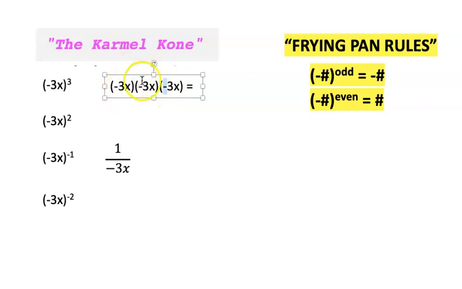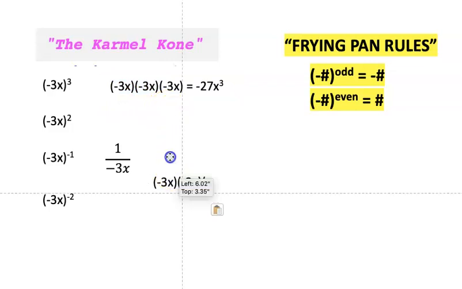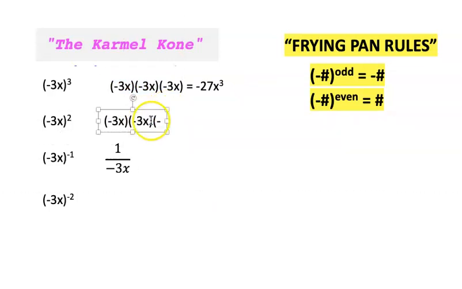These two negatives will cancel, but this negative will keep it negative. So basically, it's 3 times 3 times 3 with one negative in there. So it's going to be a negative 27. And then x is going to be x to the third power. Let's make it a power. There we go. So this will stay negative. Now, basically, from there, you can start boiling it down to the next move.